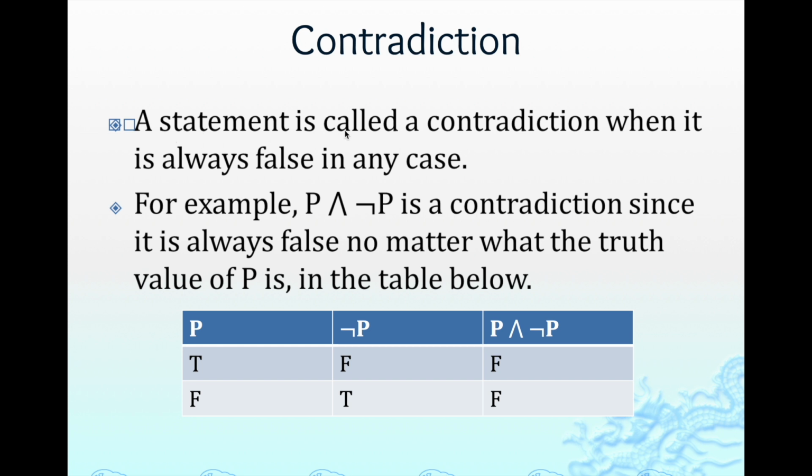A statement is called a contradiction when it is always false in any case. For example, P and not P is a contradiction since it is always false no matter what the truth value of P is in the table below. So you can see no matter P is true or false, P and not P is always false. Both are F here.